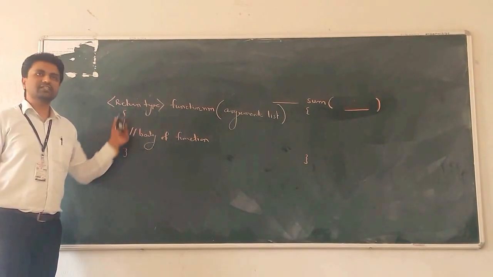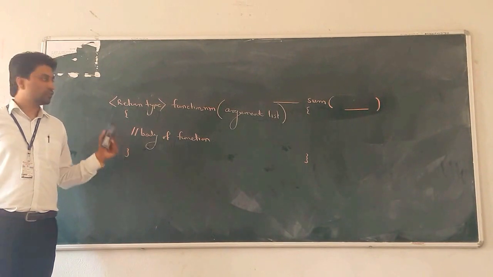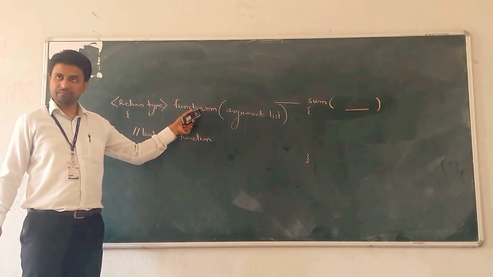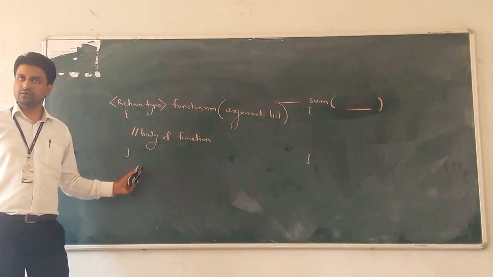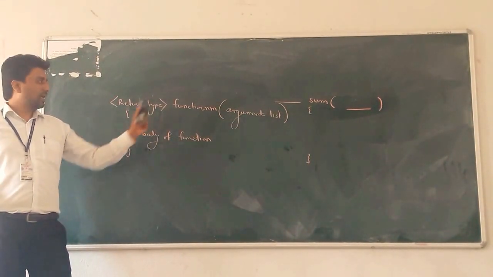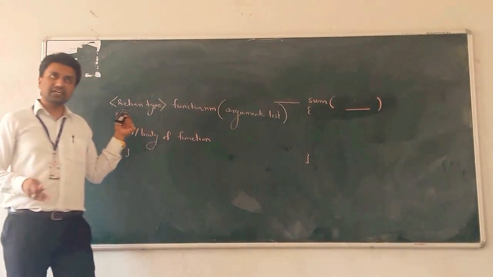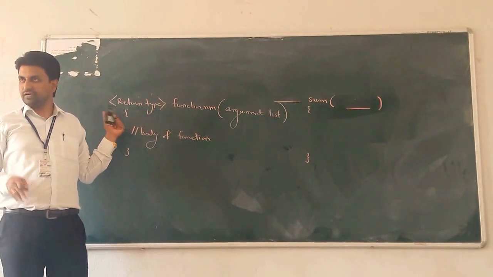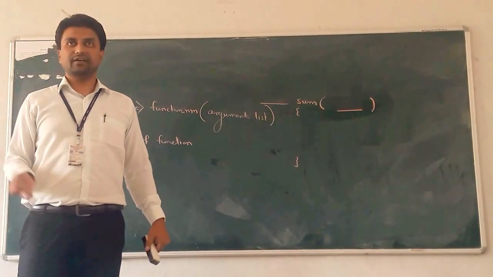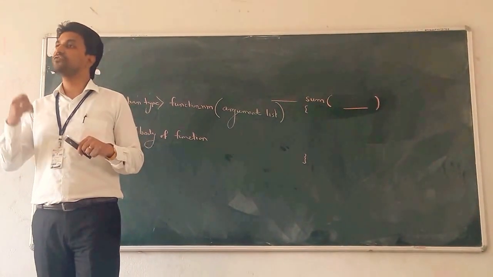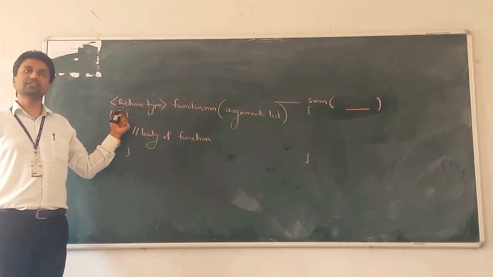So this is called the general syntax of function definition. Function definition has function name, its return type, argument list, and body of the function. Every function has this form. If the function returns some integer value, what is the return type? Int. If the function does not return anything, then the return type is void. If the function returns a float value, the return type is float. That is called return type.